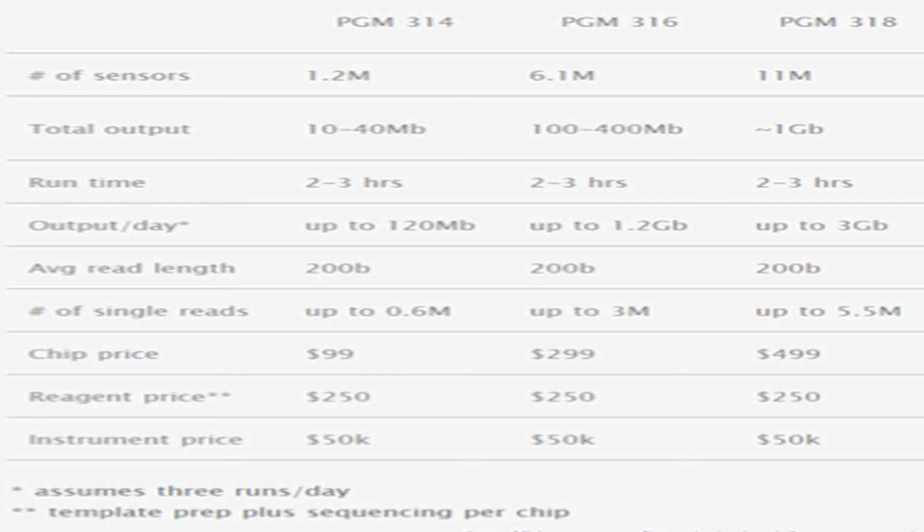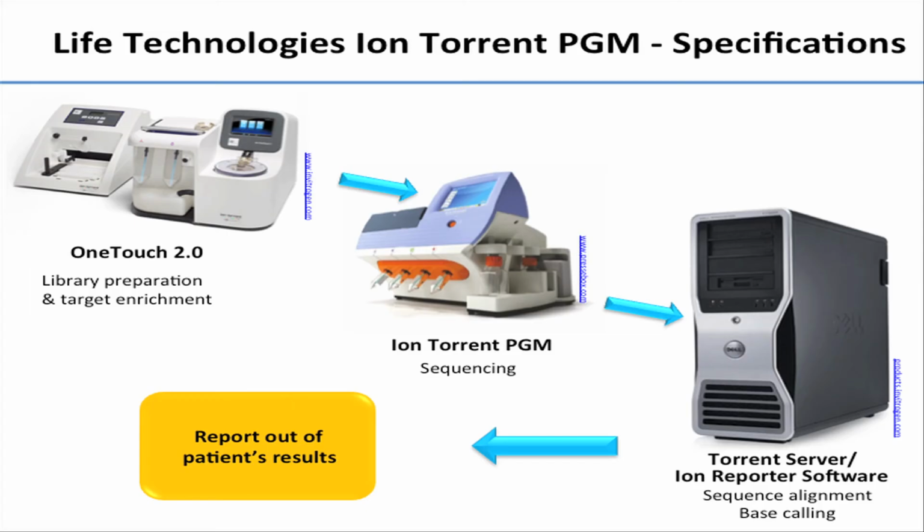Good output per day. Now the average read is definitely out of date, because these guys constantly keep updating it. It's 400 bases, and I think they're talking about getting up to 1,000. So you get the number of reads up to 0.6 of a megabase. And then the chip prices are down here with reagents and instrument price. This, by the way, is really deceptive, because everybody goes, oh, $50,000 for an instrument, I'm going to buy one. Except you realize that you're going to need this toy and this toy. And that gets you to about 100 something, or maybe 95.